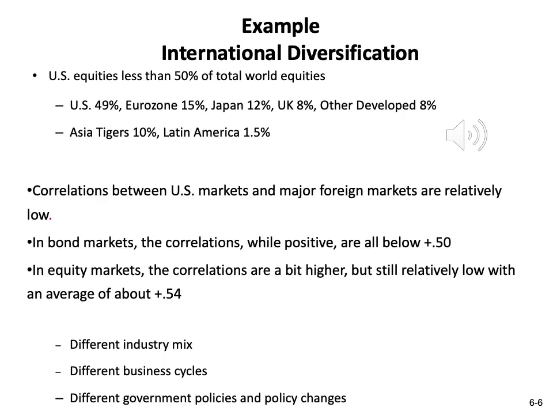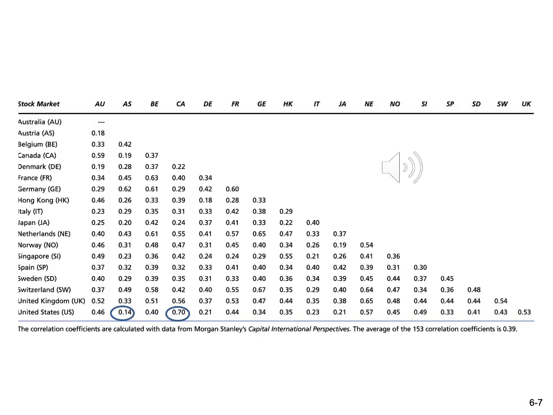So how do we achieve international diversification? I'm going to show you a correlation table in the next slides. This table shows the correlation between any two countries' stock markets. Take a look at the United States and Canada. The correlation is 0.7, which is the highest of all countries.